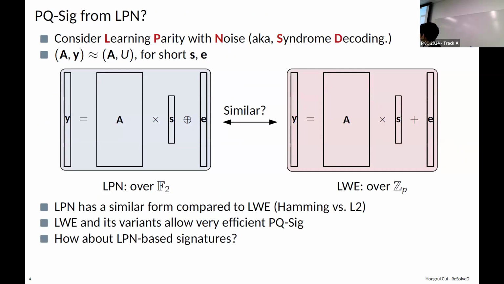A natural idea is to consider the learning parity with noise assumption, also known as the syndrome decoding assumption, because it has a very similar form compared with LWE. In LWE, we work modulo p, while in LPN, we work in GF(2). In LWE, the noise is of a low Euclidean norm. In LPN, the noise is normally of low Hamming weight.